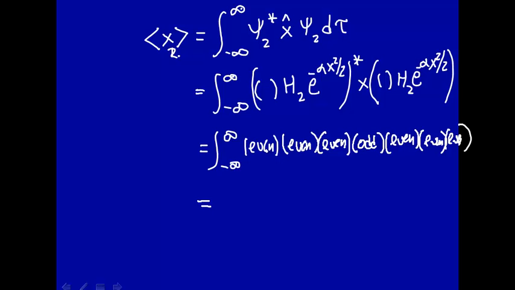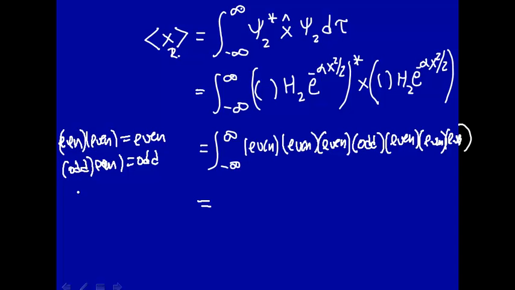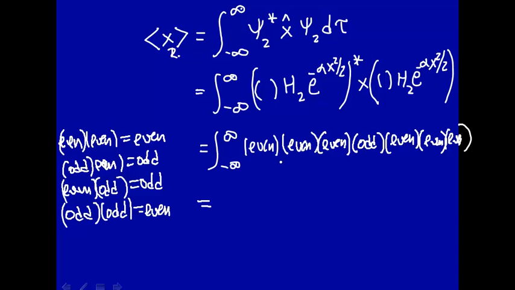So even times even will give you an even function. And even times an odd will give you an odd, an odd times an even will give you an odd, and an odd times an odd will give you an even. Well, maybe let's write that over here. Even times even is even. And odd times an even is odd. And even times an odd is an odd. And an odd times an odd is an even. So we multiply all that together.